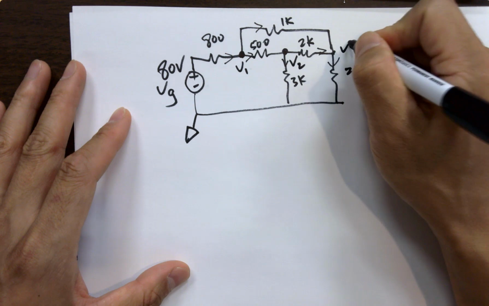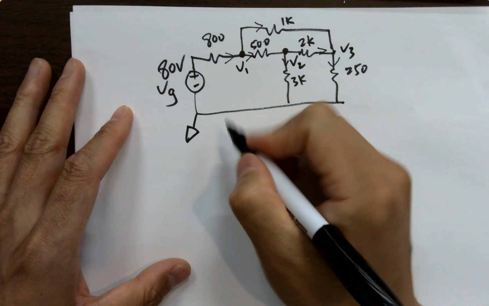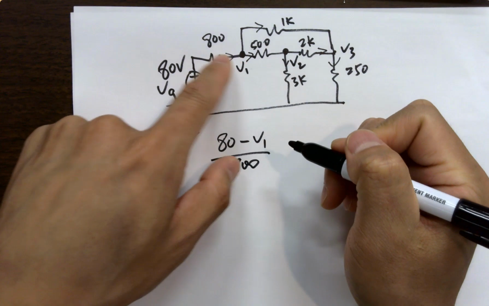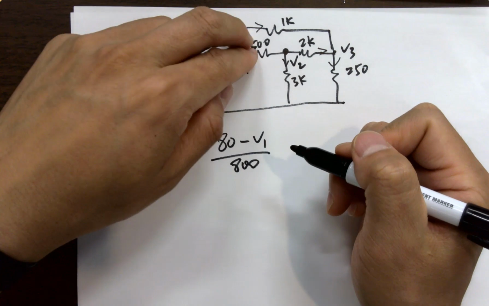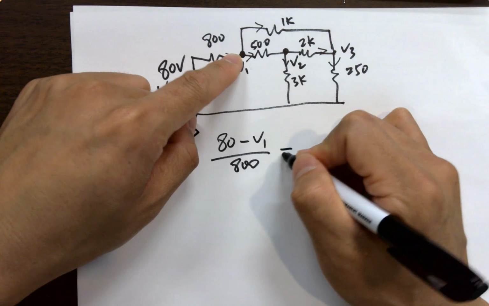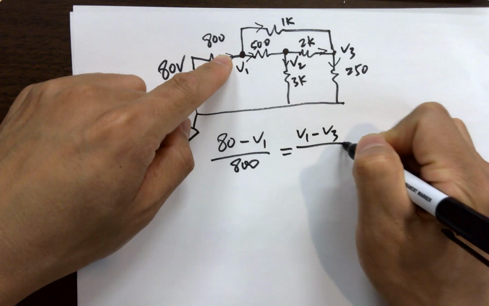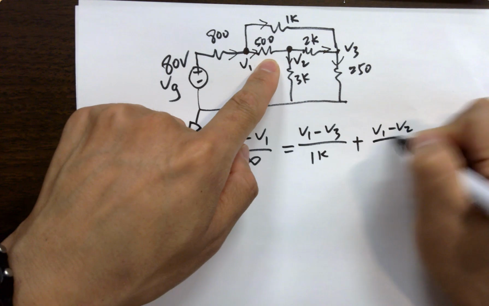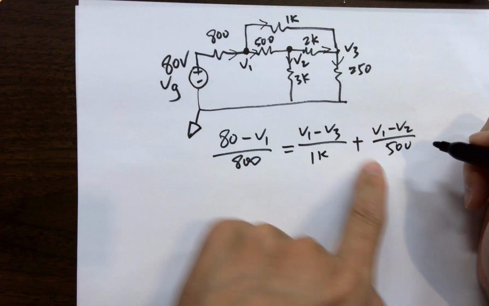V1, V2, V3. 80 volts minus V1 over 800 gives the current here. Current in equals current out. So the current out is V1 minus V3 over 1K plus V1 minus V2 over 500. That's the first node voltage equation.